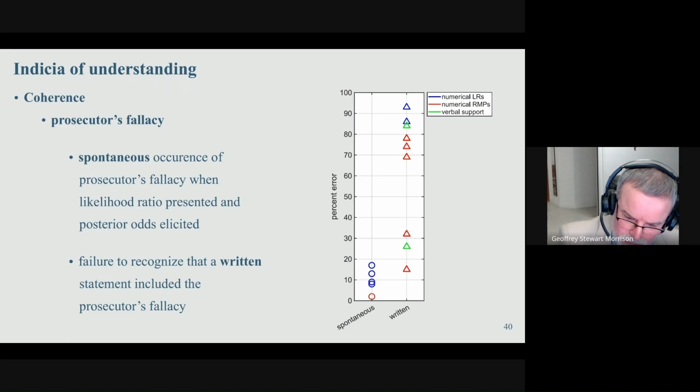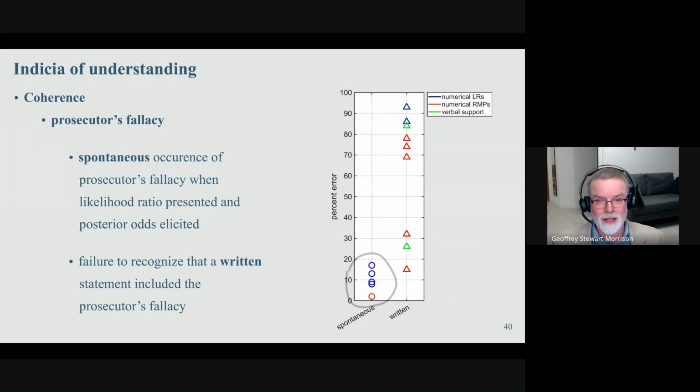The good news is the spontaneous instances of the prosecutor's fallacy were relatively low. So I think that maybe they're lower than people fear. They get into the teens, so that may still be of concern, but they're not into the 70s, 80s, and 90% error rate. Some of the original authors have explanations for this, and they think what's happening is maybe participants are seeing a written statement that's superficially similar to what was presented to them before. And because it's superficially similar, they say, yeah, that looks like what was presented to me before. And they're not really focusing in on the differences and seeing the differences.